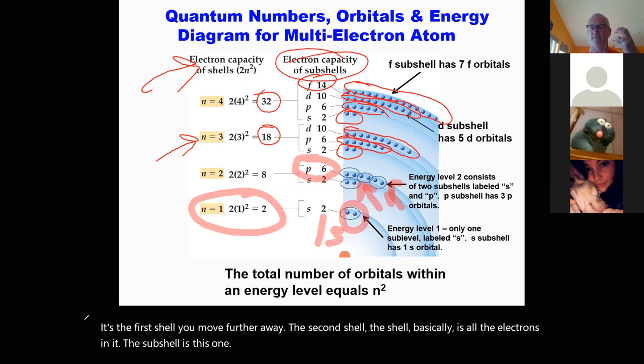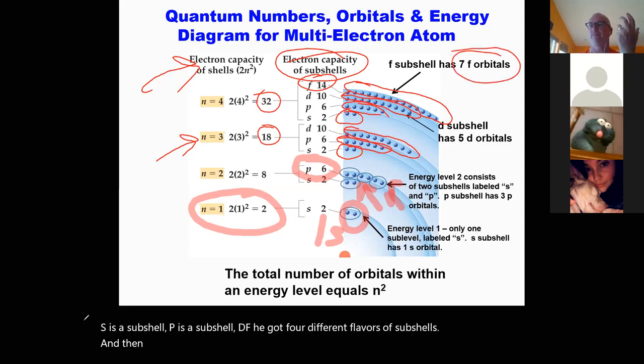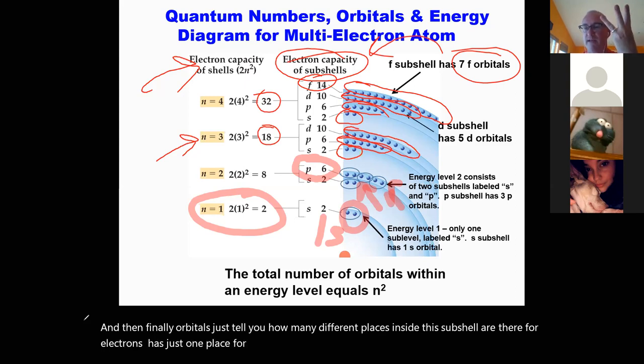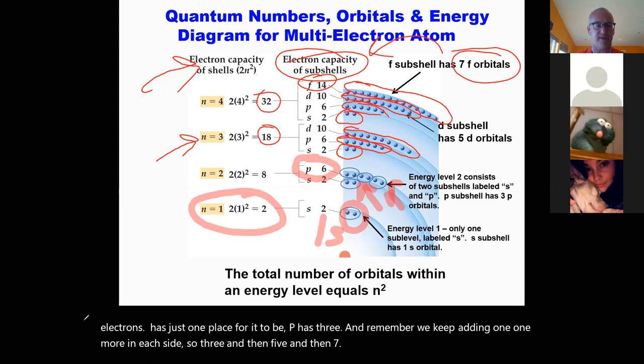What shape? S is a subshell. P is a subshell. D and F. You've got four different flavors of subshells. And then finally, orbitals just tell you how many different places inside this subshell there are for electrons. S has just one place for it to be. P has three. And remember, we keep adding one more on each side. So three, and then five, and then seven. And then each one is room for two.